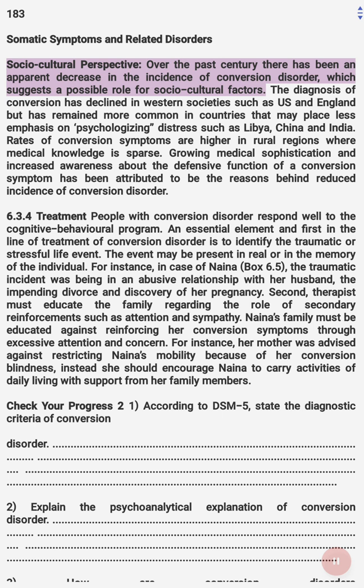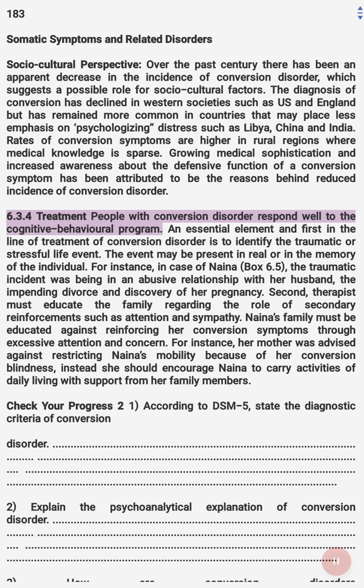Sociocultural perspective. Over the past century, there has been an apparent decrease in the incidence of conversion disorder, which suggests a possible role for sociocultural factors. The diagnosis of conversion has declined in Western societies such as the US and England, but has remained more common in countries that may place less emphasis on psychologizing distress, such as Libya, China, and India. Rates of conversion symptoms are higher in rural regions where medical knowledge is sparse. Growing medical sophistication and increased awareness about the defensive function of a conversion symptom have been attributed as the reasons behind reduced incidence of conversion disorder.